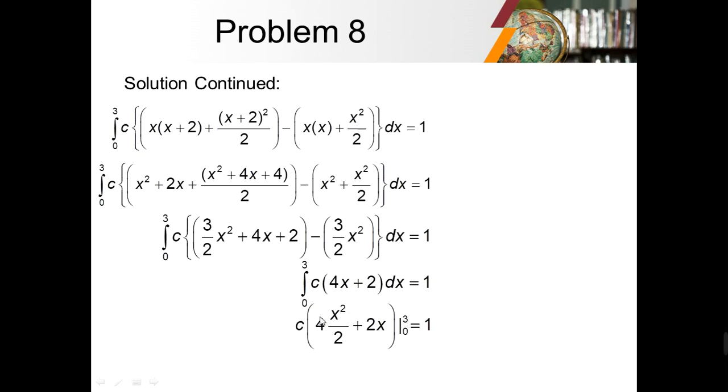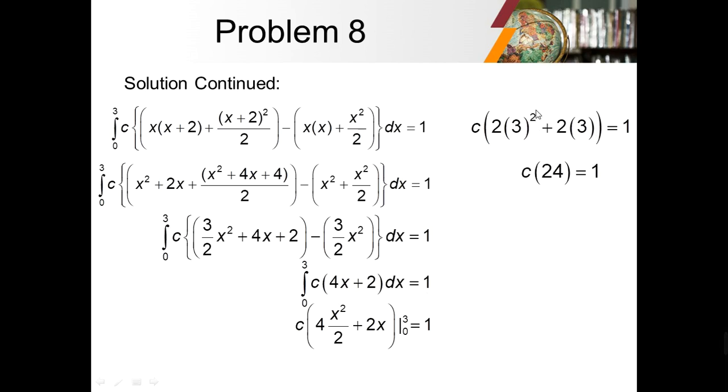So, papalit natin yung 3 dun sa x squared. So, 3 squared over 2 plus 2 times 3. Yun. So, that is, ito kasi, 4 divided by 2 ay ginawa na lang 2. Tapos, yung 3 squared plus 2 times 3. Okay? So, syempre, equal sa 1.